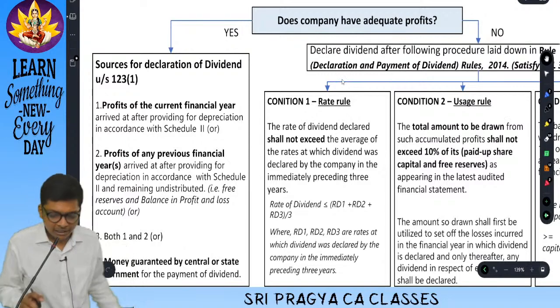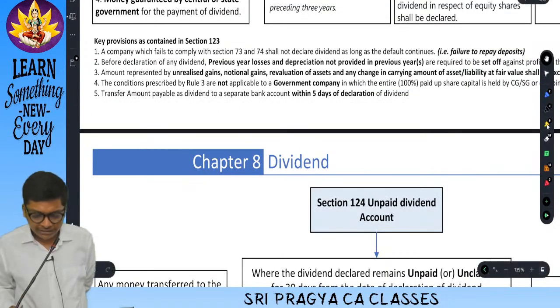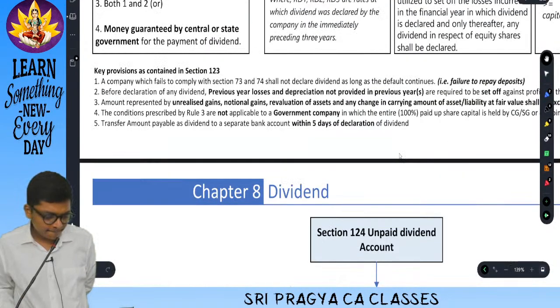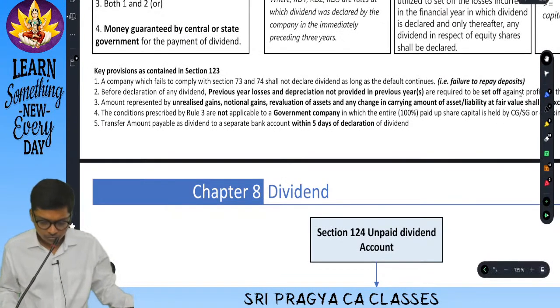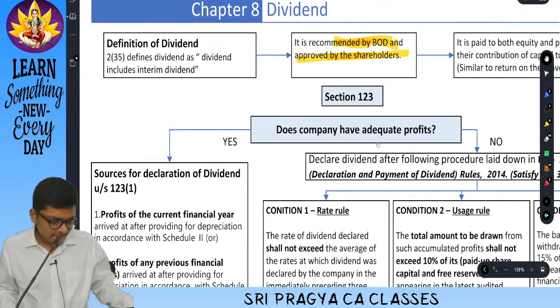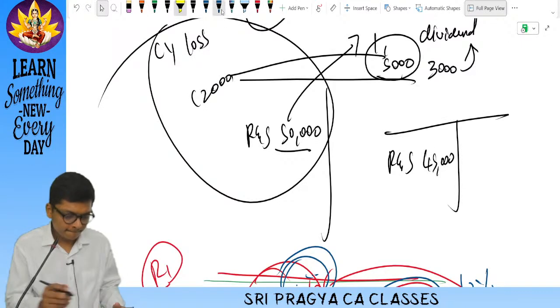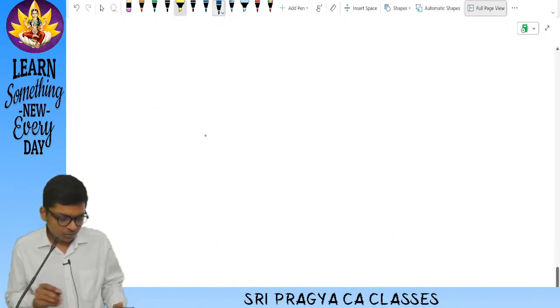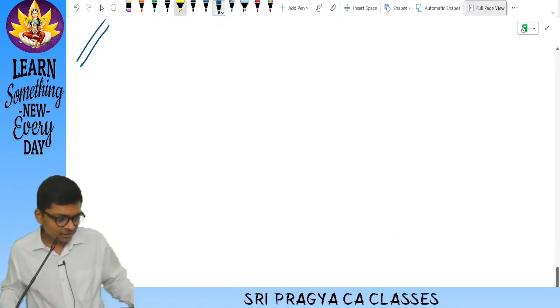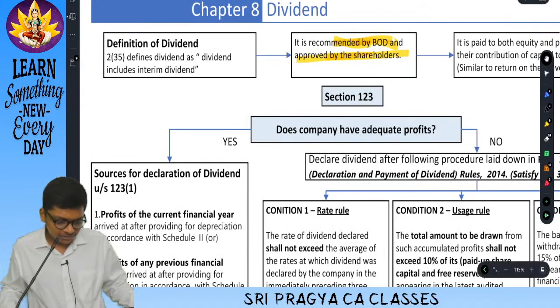If the company has adequate profits, how many sources are there for declaring dividend? 4. Can you see our sources on the leftmost extreme, guys? Hold on 1 second. Just a minute. Just hold on. I think it's getting stuck. Just a second. This should be sorted.